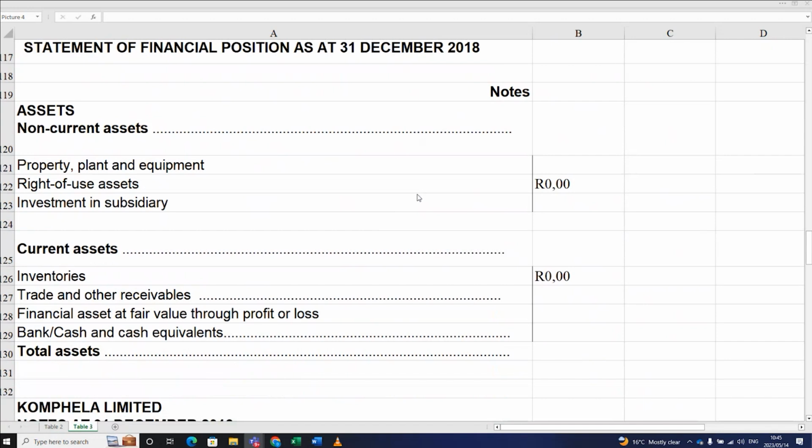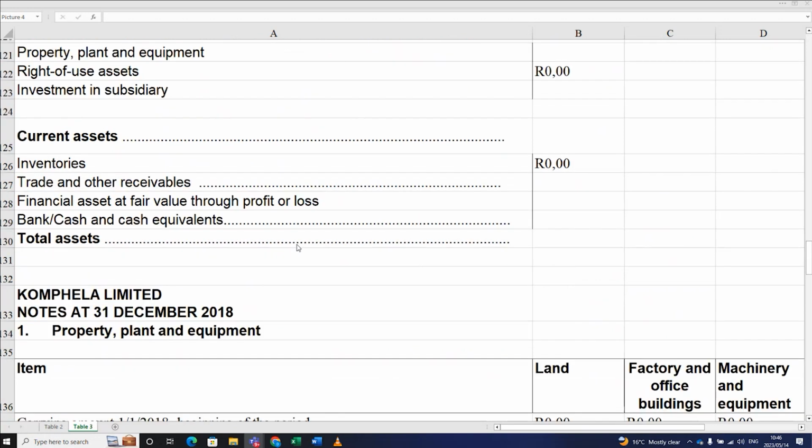The first thing when you're going into these types of exams is to have your layout ready. You want to know and understand the structure of the statement of financial position, and know your non-current assets, where you're going to put them, and also your current assets. Remember that current assets are those assets that will be realized within 12 months, and non-current assets are the ones that will be realized over 12 months.